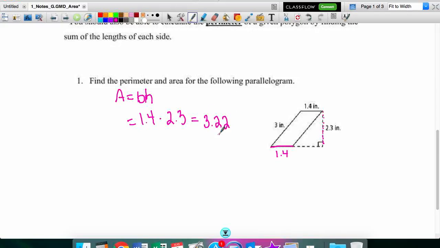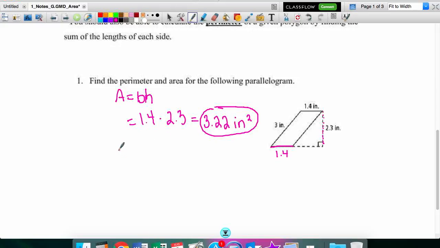Now, I want to point out that this is not our complete answer, because we found an area, and area typically has units. For area, this will always be a measurement in square units. So our unit here would actually be inches squared. And this is our complete area answer.